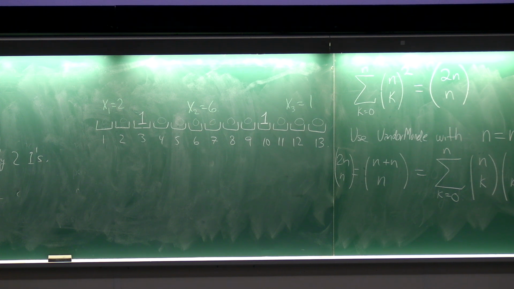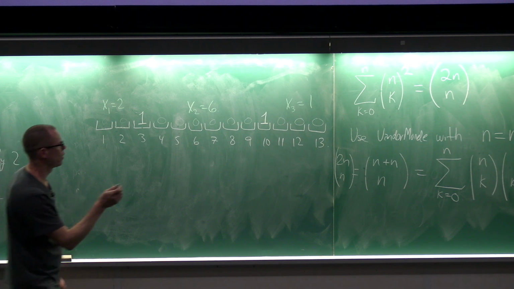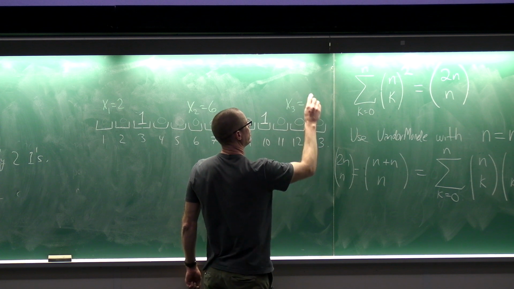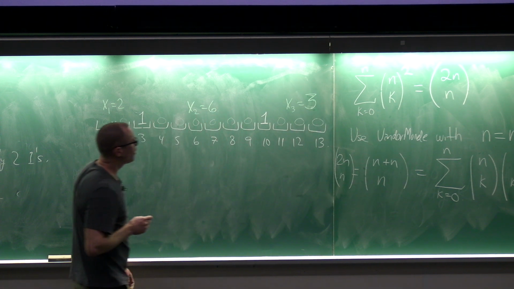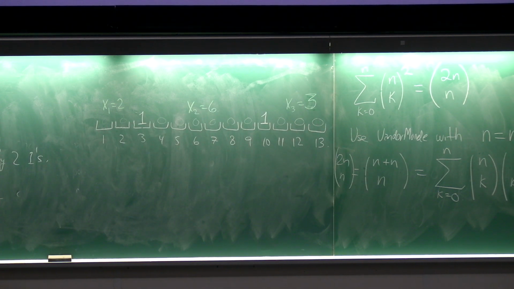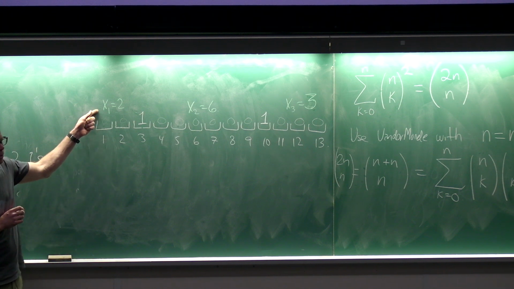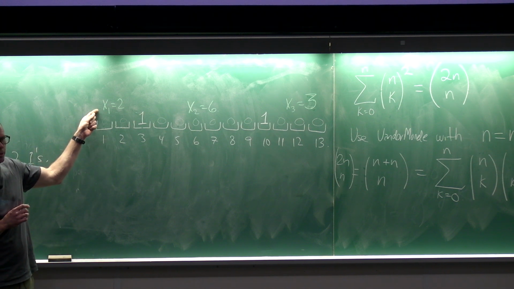What did I do wrong? x3 is 3. Wow, that was spectacularly bad counting. So x3 is 3. All right. So do these add up to 11? They do now.